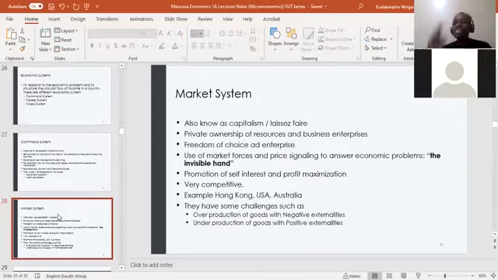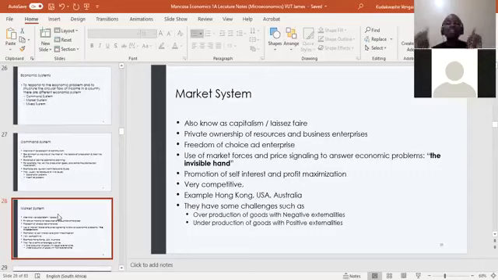The second system is the market system. The market system is what we call capitalism, or sometimes it's called laissez-faire. So with capitalism or laissez-faire, we are basically saying that in this economy, there is private ownership of resources. Remember, the other one said government ownership, but in this economy, there is private ownership of resources and business enterprises. This is what we are actually going to talk about a lot in economics, because usually this is what they recommend to be a successful economic system. So private ownership of resources.